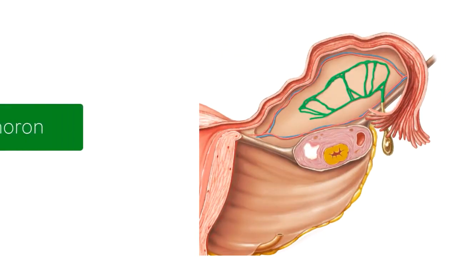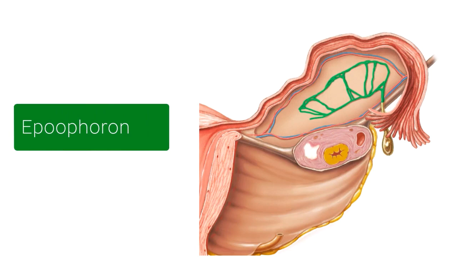The next structure we will look at is the epoophoron, and the epoophoron is a remnant of the mesonephric duct, which is an embryological structure that regresses in females but differentiates into many reproductive organs in the male. Specifically, the epoophoron is the equivalent of the male epididymis, but does not really have a function in females. And the epoophoron is found bilaterally.